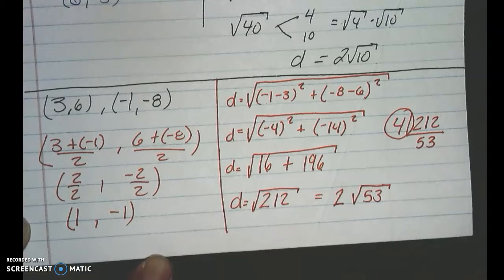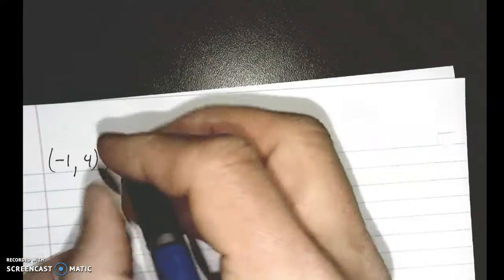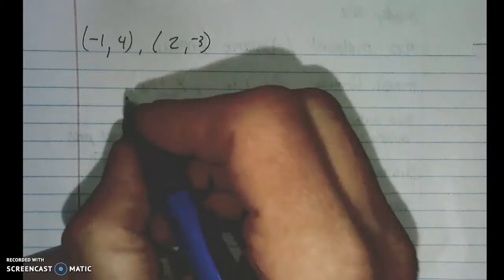All right. So I'm going to give you negative 1, 4. And I'm going to give you 2, negative 3. I want you to, of course, find the midpoint and distance formula. Then I want you to find 2, 3, and negative 3, 1. Same thing there, okay?